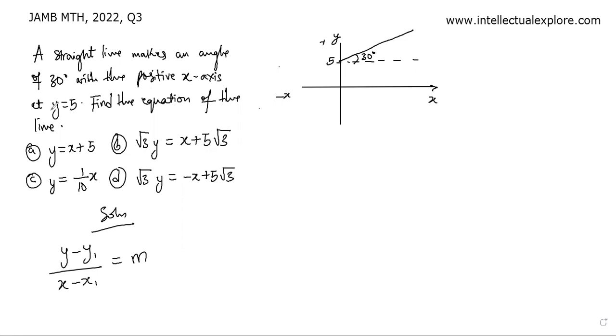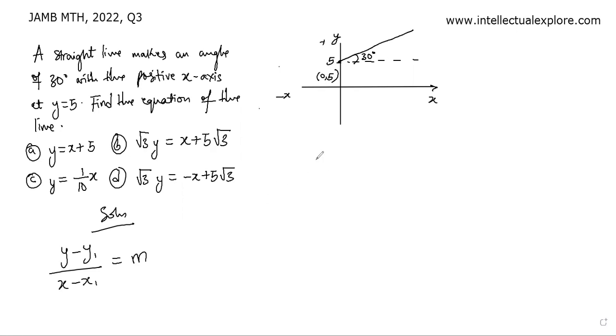Since they say at y equals 5, that's where it cuts the y, the vertical axis. So for the coordinates of this point, you see that y is 5, x will be 0. So the coordinate of this point is what? 0, 5. That's x, y. That's the coordinate of this particular point. Okay.